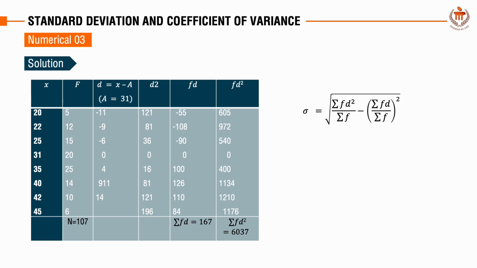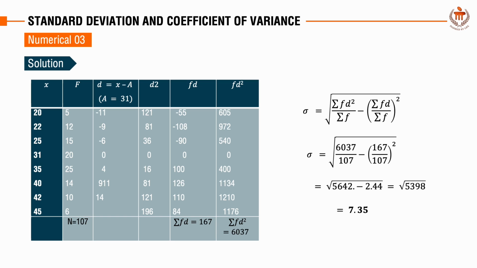Everything we put in this formula. Sum of FD square is 6037. Sum of F is 107. Sum of FD is 167. Sum of F is 107. We applied the formula and we got the standard deviation value of 7.35.